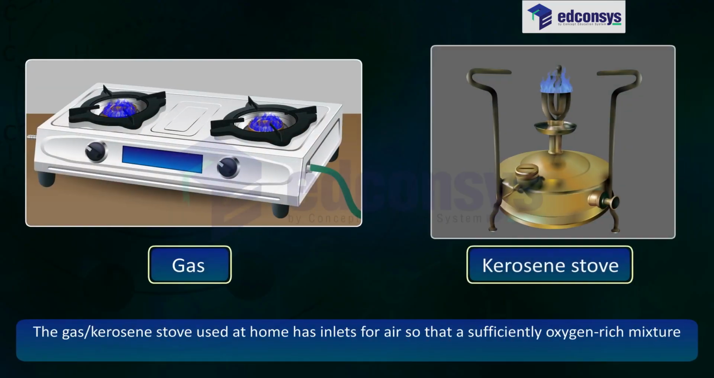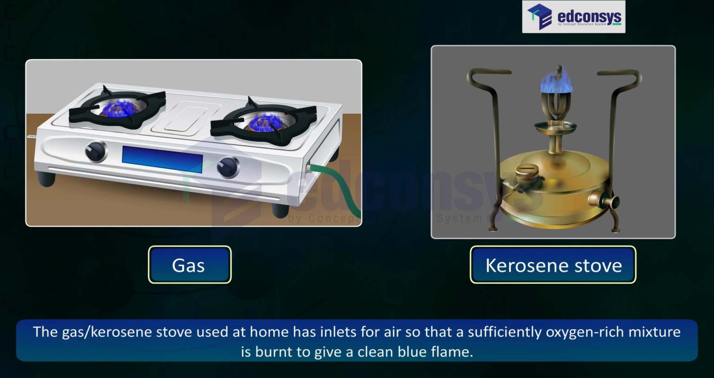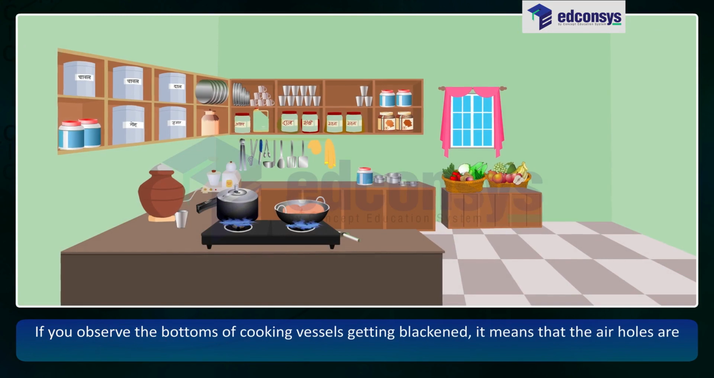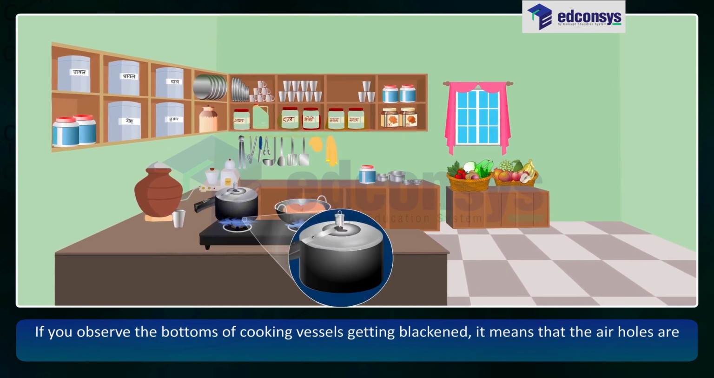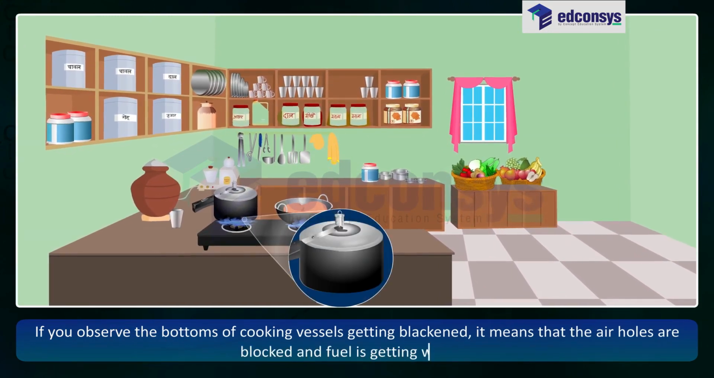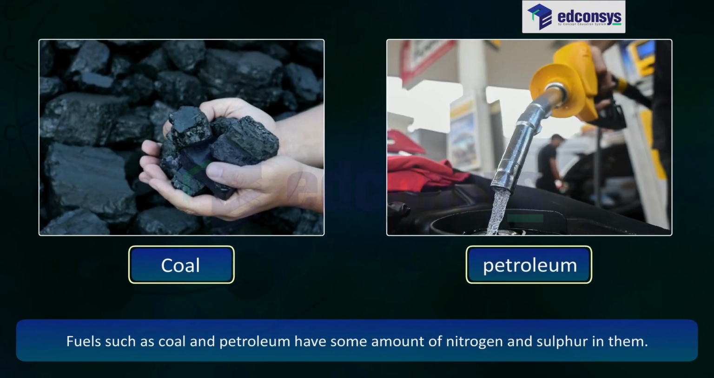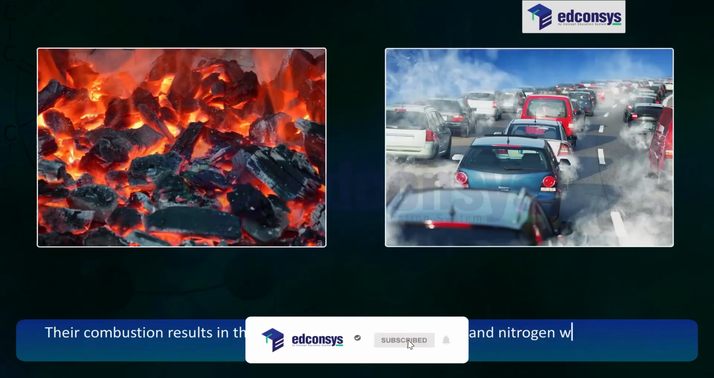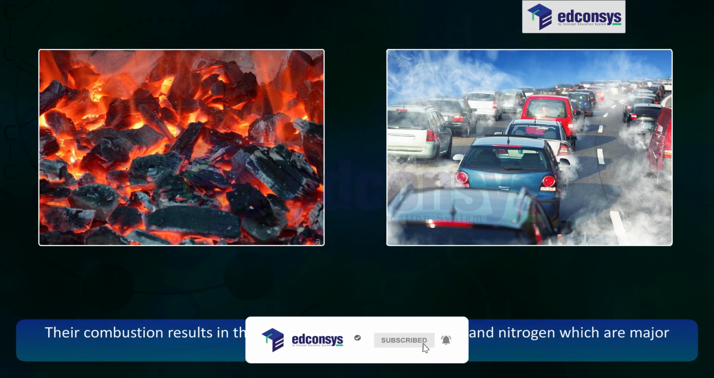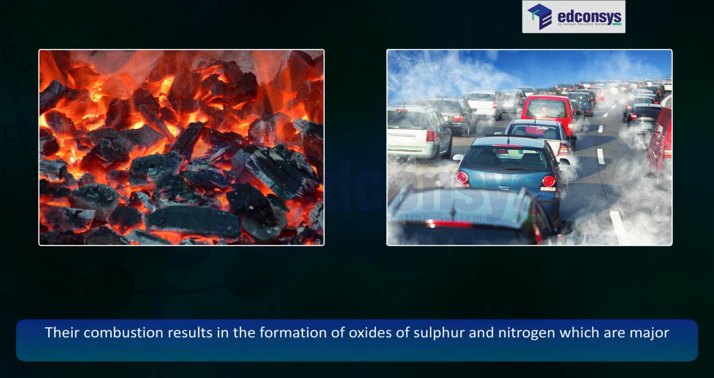The gas or kerosene stove used at home has inlets for air so that a sufficiently oxygen-rich mixture is burnt to give a clean blue flame. If you observe the bottoms of cooking vessels getting blackened, it means that the air holes are blocked and fuel is getting wasted. Fuels such as coal and petroleum have some amount of nitrogen and sulfur in them. Their combustion results in the formation of oxides of sulfur and nitrogen, which are major pollutants in the environment.